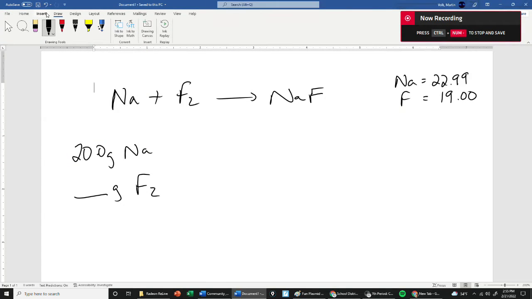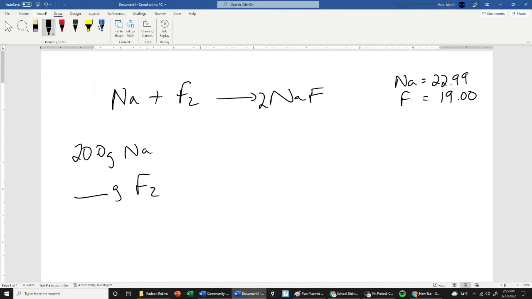All right, let's work through a simple stoichiometry problem. Our equation that we have here is Na plus F2 yields NaF. We should balance that first. So there's 2 fluorines over here, we'll put a 2 here. That gives you 2 sodiums on the right. We'll put 2 on the left, and it's now balanced.